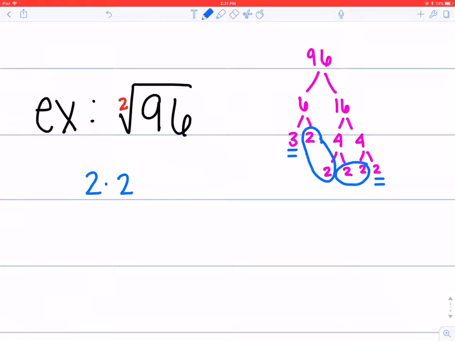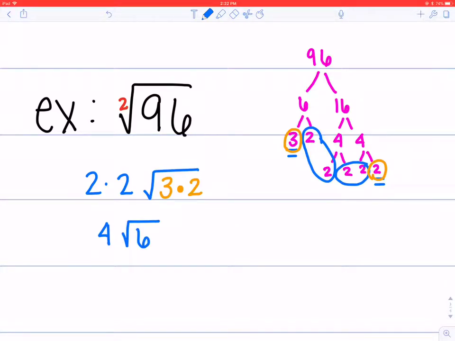Now I've got those things outside the radical. The things that are left inside are the numbers that don't have any pairs. So I have a 3 and a 2 left behind. Now notice, because I had 2 things come out and 2 things stay inside, I put this multiplication symbol in between them. So my final answer is going to be 4 times the square root of 6.